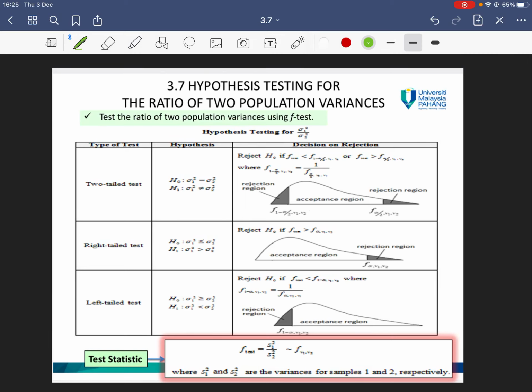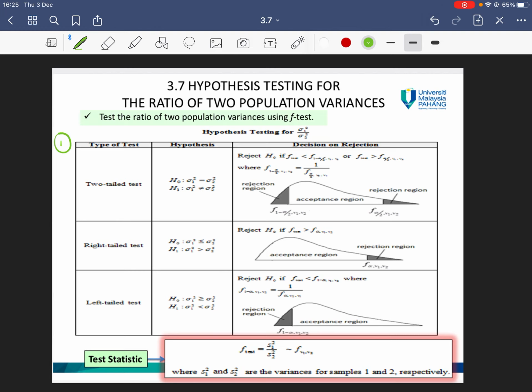Okay, 3.7 is hypothesis testing for the ratio of two population variances. So now you have two populations and you have to test the hypothesis for the ratio of each variance. So you will have sigma square for variance. So step number 1, as usual, formulating your hypothesis.